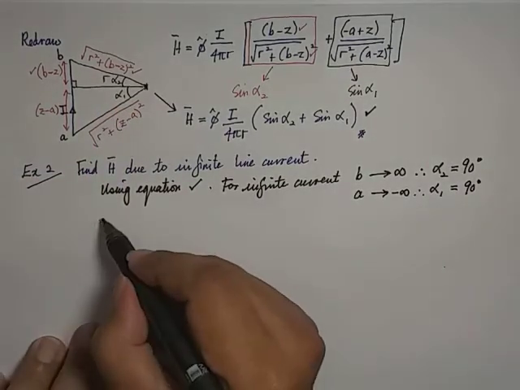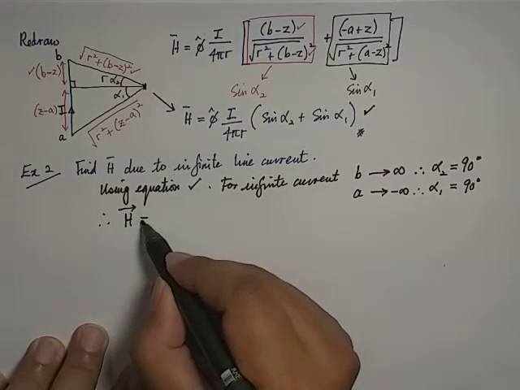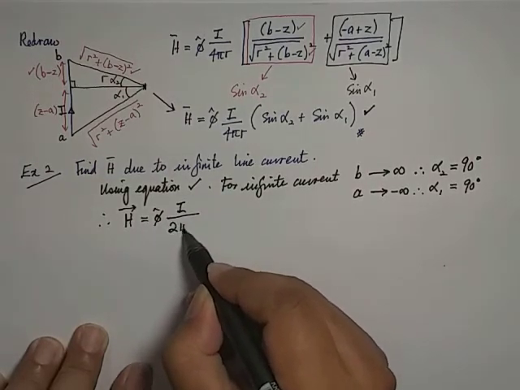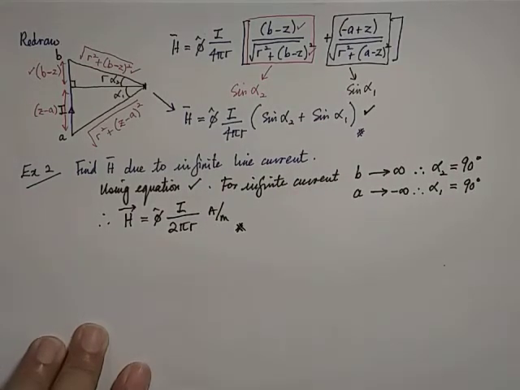So therefore, what we're going to have here, the H is equal to phi I over 2 pi r ampere per meter. Remember, for E due to infinite line charge, it was rho L divided by 2 pi r, if not mistaken. That's what we have solved before. So now for this case, it's I divided by 2 pi r. It's quite similar if we compare to the problem of infinite line charge.